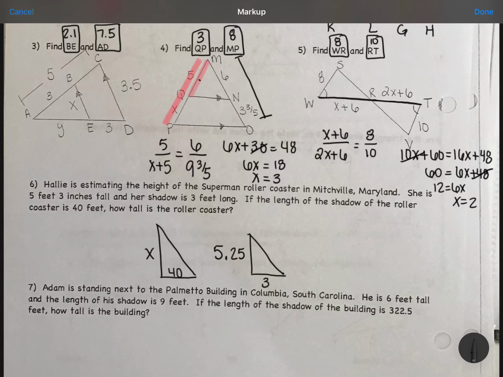So now I can set up a proportion. Height of the roller coaster corresponds to height of Hallie. Shadow of the roller coaster corresponds with the shadow of Hallie. Cross multiply and divide by 3, and you get the coaster to be approximately 70 feet tall. So if you put that in your handy dandy calculator, 40 times 5.25, divide that by 3. Oh, and it's exactly 70 feet. I didn't even round it. Look at that.